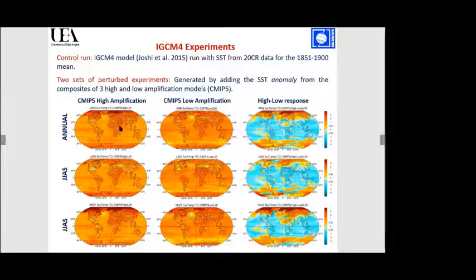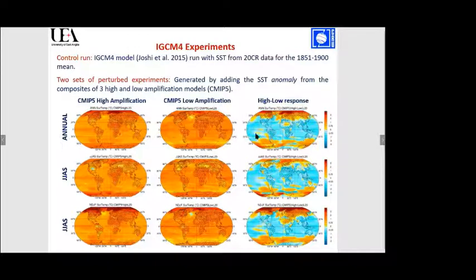But the high amplification experiment simulates the warm anomaly over the Arctic regions. If we look at the difference between the high amplification model and the low amplification model in the rightmost panel, we can see that the high amplification model simulates a warm anomaly in the Arctic regions and even in the Southern Ocean region.